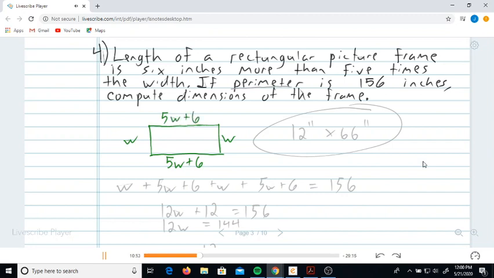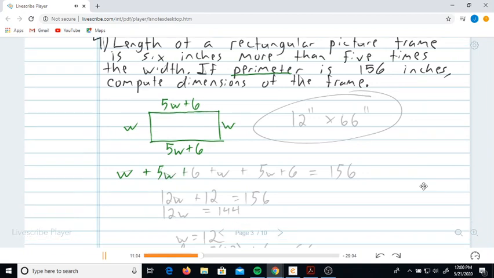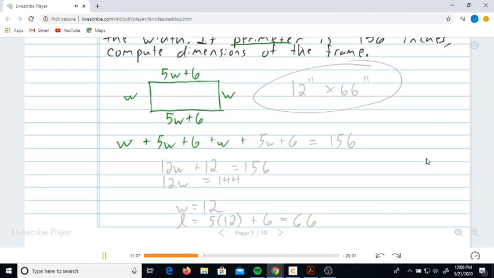And it says if the perimeter is 156 inches, compute the dimensions of the frame. So the perimeter is all the sides added up together. So if we add up all the sides, that's W plus 5W plus 6 plus W plus 5W plus 6. Add all those up and it equals 156. All I did there was add up all the sides. That's what perimeter is, just adding up all the sides.